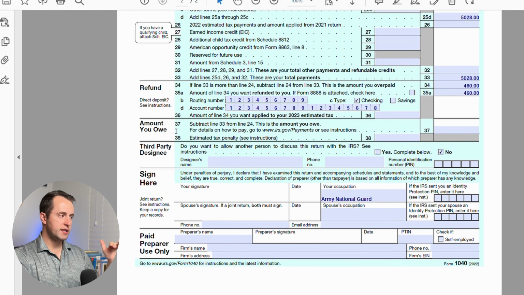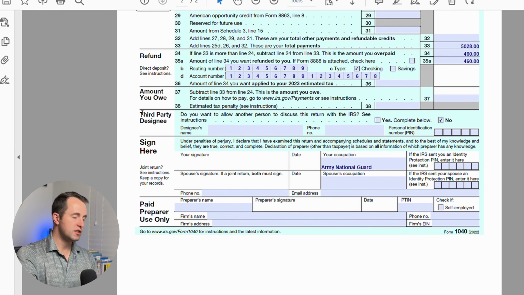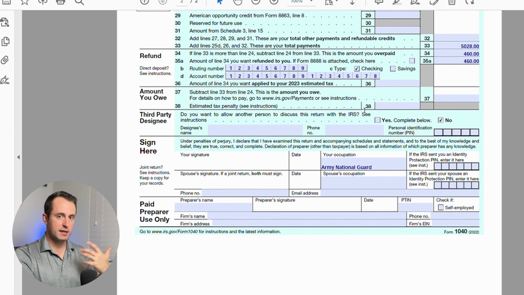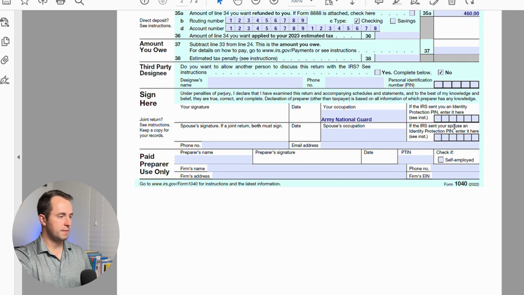Amounts owed, 37 and 38, aren't going to apply if you're owed a refund. And then the final sections, this is going to be third-party designee. Do you want to allow another person to discuss the return with the IRS? Are you using a CPA or some sort of professional tax preparation software? If not, the answer is going to be no. And then you would put their name, phone number, what their PIN is. Or if you are an elderly individual and you have like a child helping you fill this out, that's where their information would go.